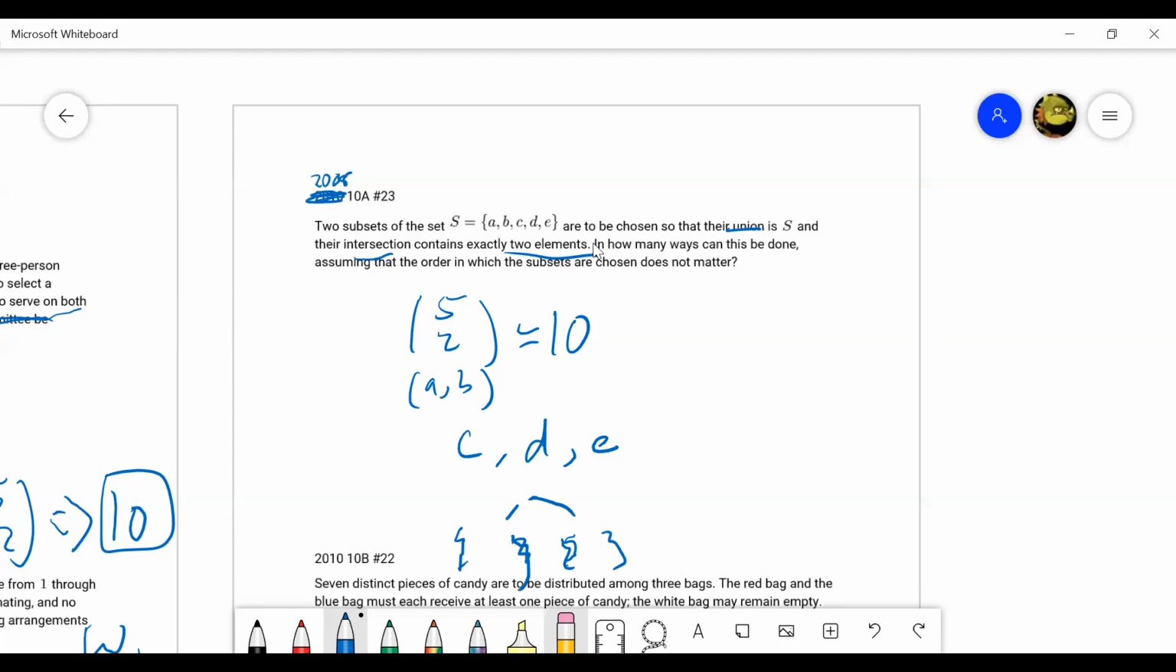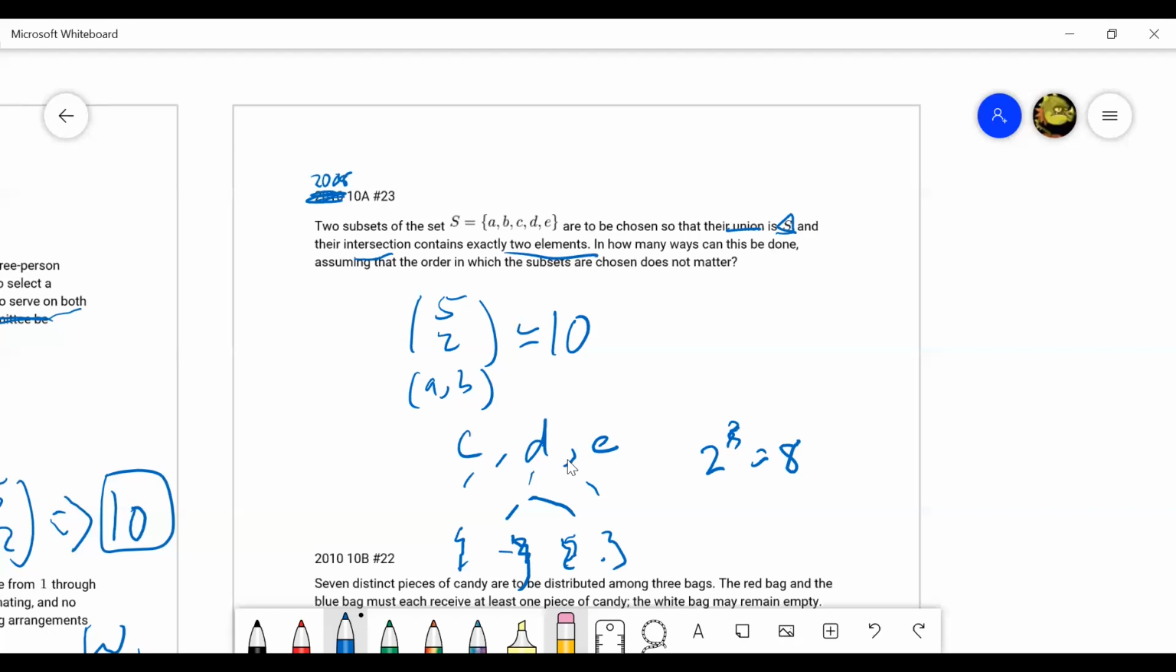And since the union is S, that means that C, D, and E each must appear in one of the sets, but none of them can appear in both. They can't appear in both because if they do, that means that they're also in the intersection, which nullifies the first point. So each of them can only be in one of the containers, I guess you would say. And so each of them has 2 options for the container they're in. So there's 2 cubed equals 8 ways of putting them in a set.